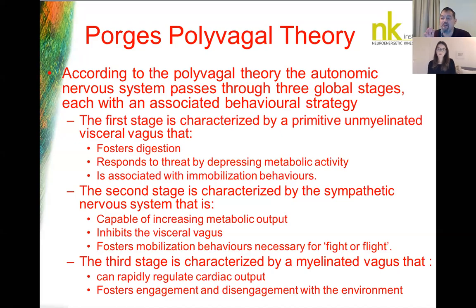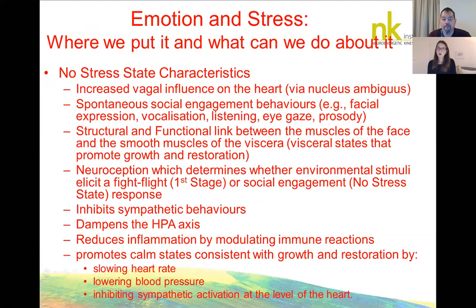you can see the 3 states in Porges' polyvagal theory. The 3 stages are related to 3 of the 4 states. The only one that's missing here is the second stage of stress, which is the HPA axis, which has got nothing to do with the vagus nerve.